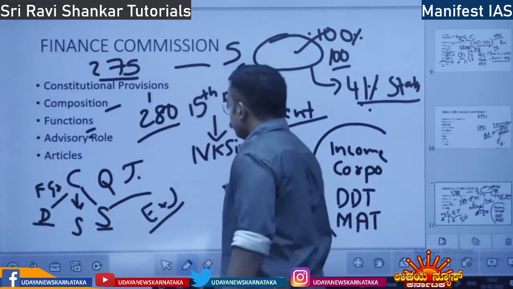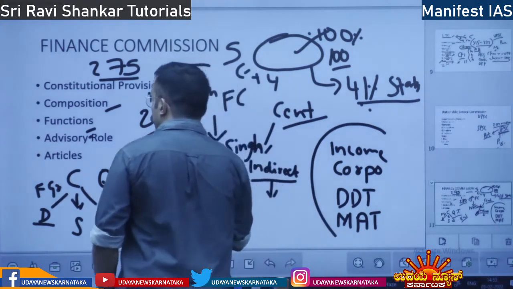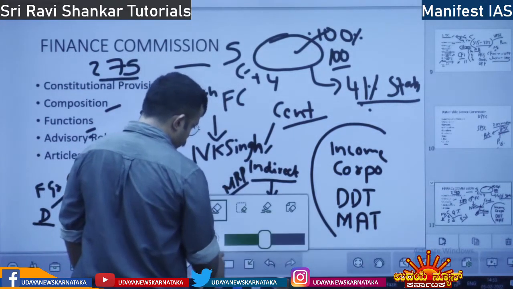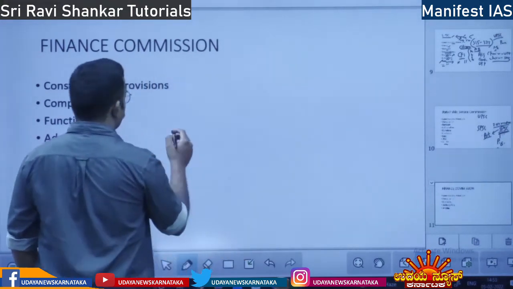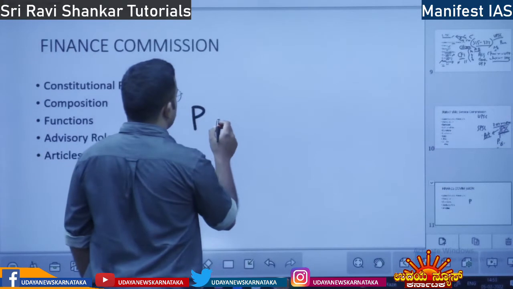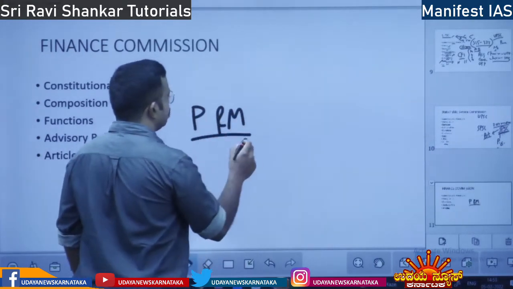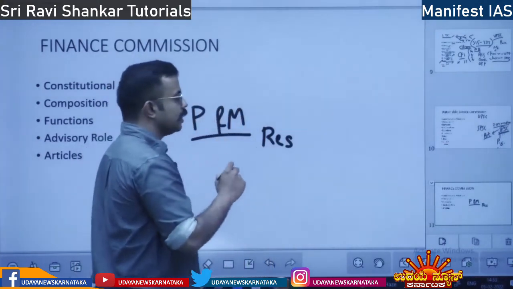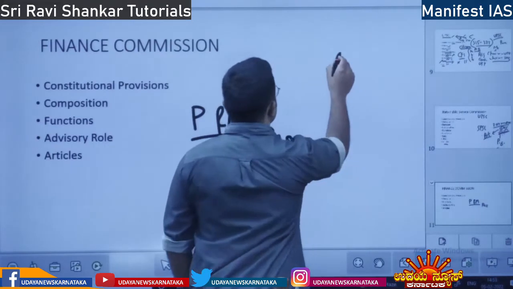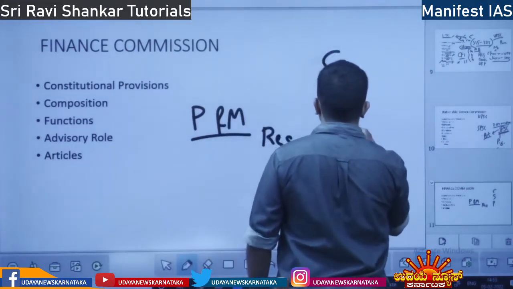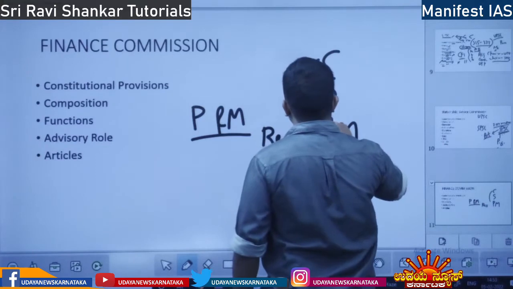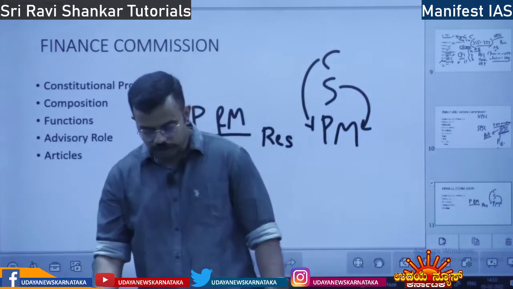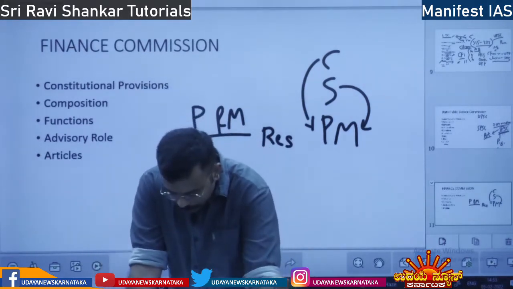And also the Finance Commission speaks about how the resources of panchayats and municipalities can be augmented. Resources augmented means how money can be given to the panchayats. We have central government, state government, and panchayats and municipalities. How money can be given to panchayats and municipalities from the states and also from the center is also said by the Finance Commission.